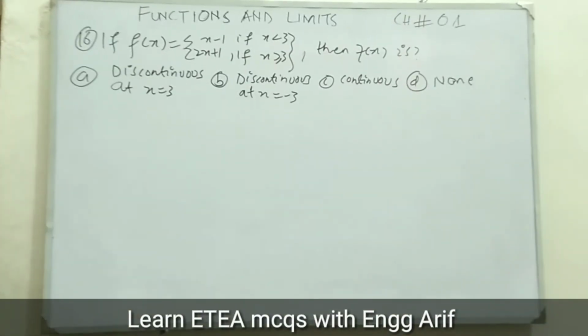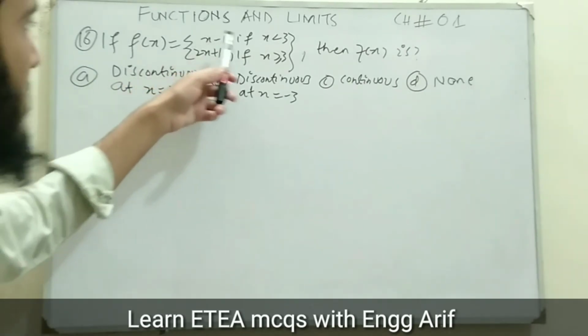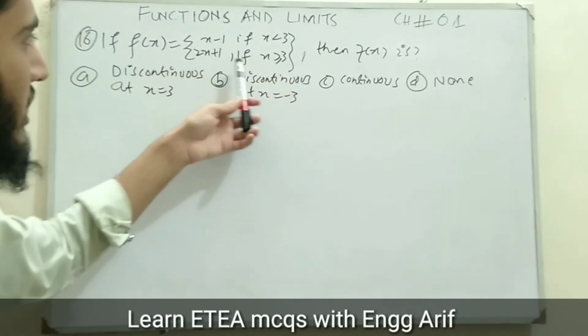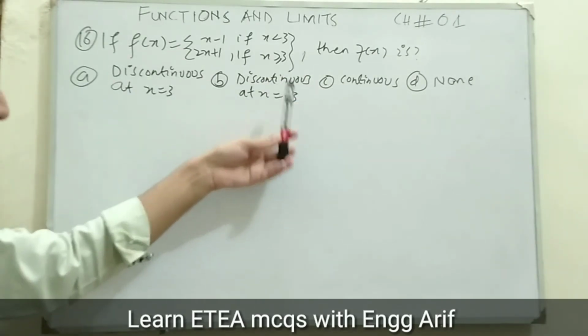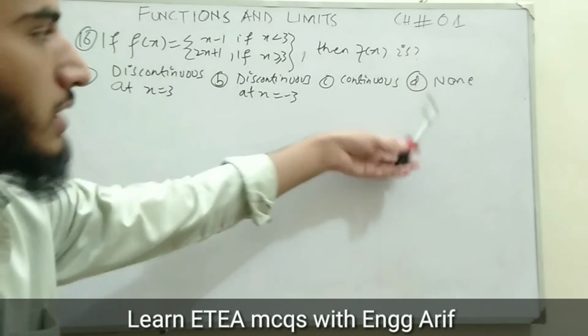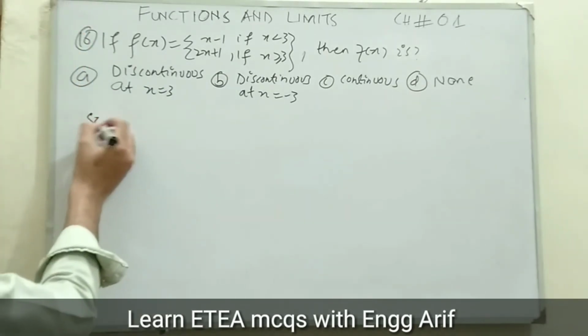Now move toward MCQ number 16. If f of x is equal to x minus 1 if x is less than 3, and 2x plus 1 if x is greater than or equal to 3, then the function will be: discontinuous at x equal to 3, discontinuous at x equal to negative 3, continuous, and the last option is none. So move towards the solution.